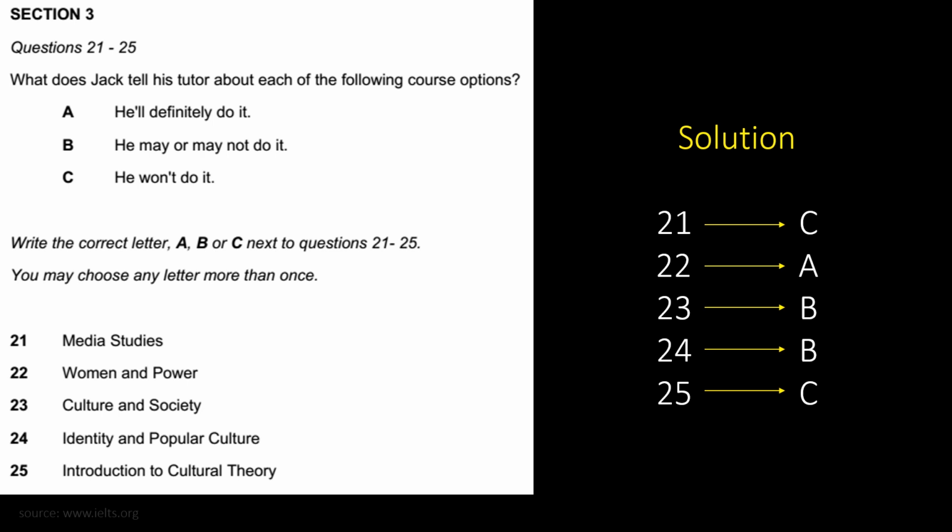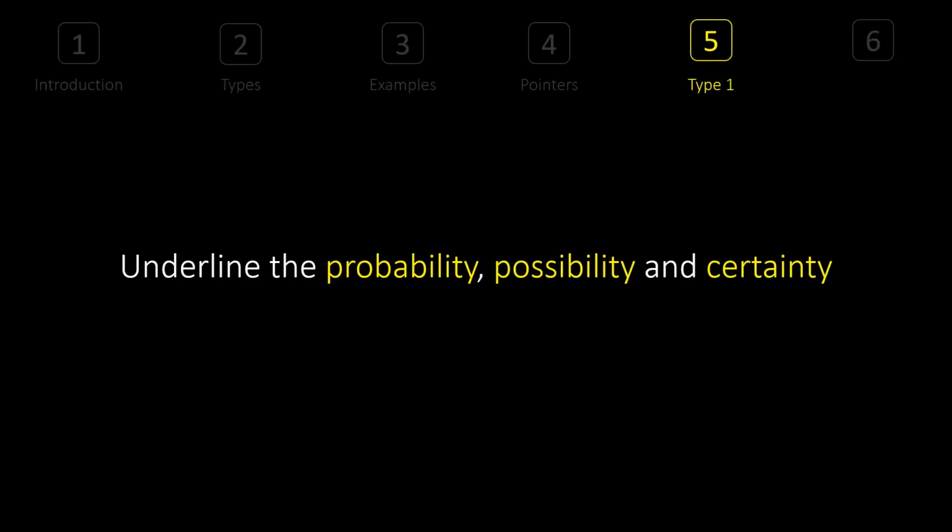If you're thinking that this is the only time you're having this kind of question, where he'll definitely do it, he may or may not do it, and he won't do it come in the options, then you're wrong. Very commonly, this kind of question does come, where we have probability and possibility in the options. Okay. Now, always and always underline the probability, possibility, and certainty.